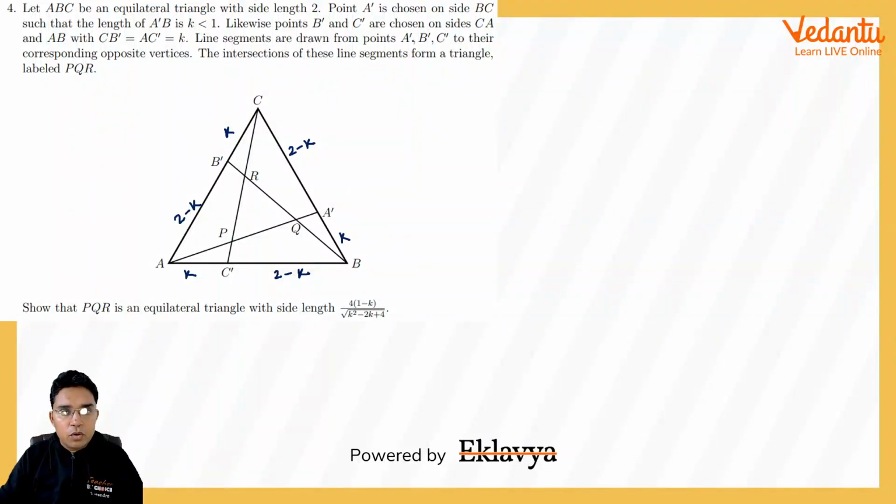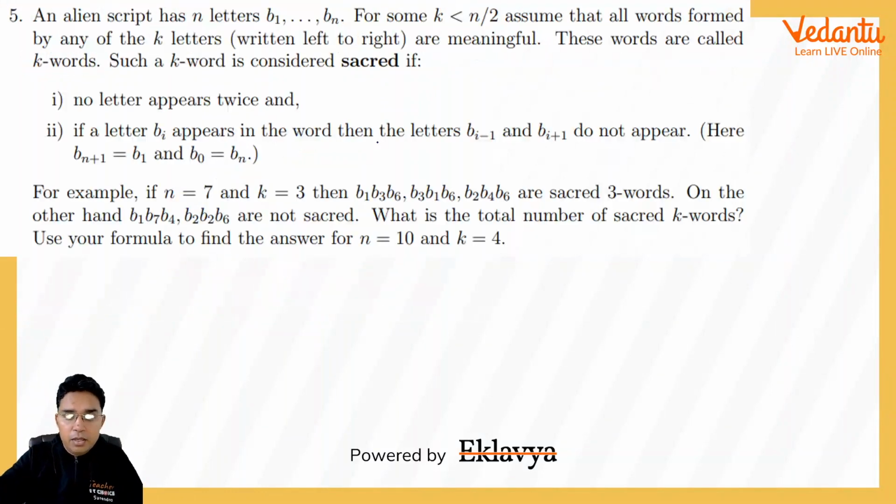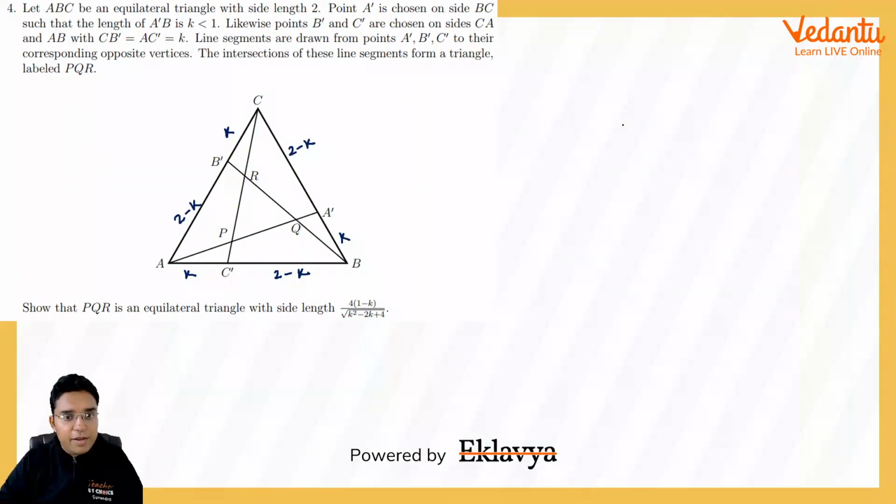Line segments are drawn from points A dash, B dash, C dash to their corresponding opposite vertices. So A dash to A, B dash to B, and C dash to C. The intersection of these line segments forms a triangle labeled PQR. We have to prove that PQR is an equilateral triangle with side length of this. I think this can be said by symmetry also, but let us try to do it in a proper manner.